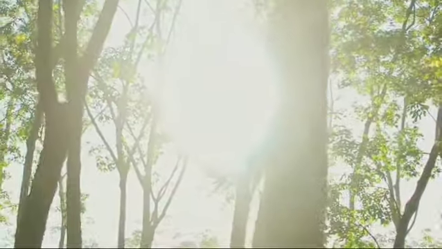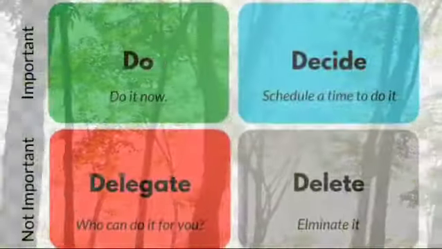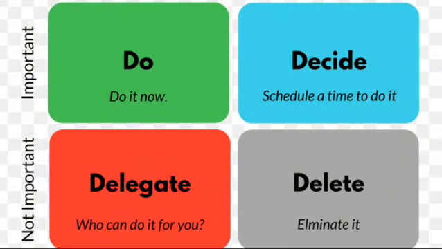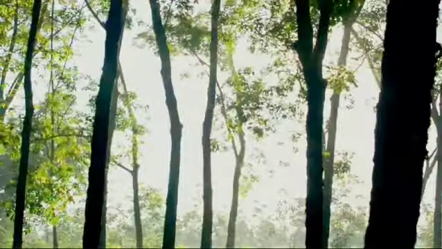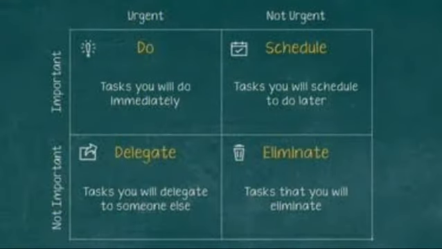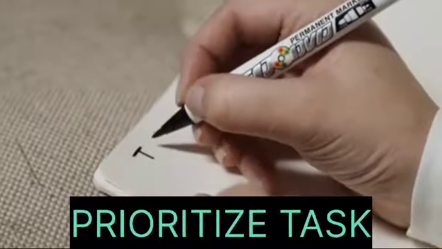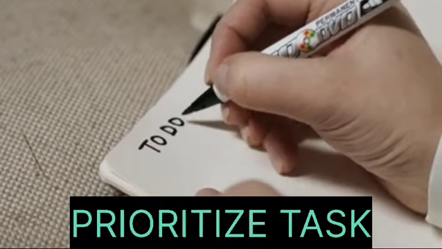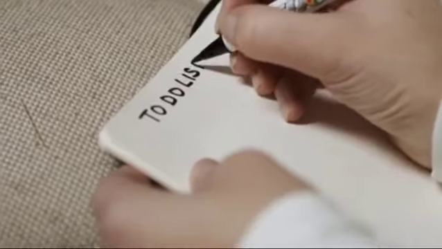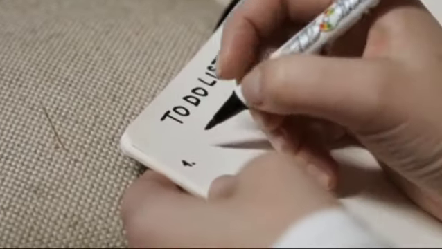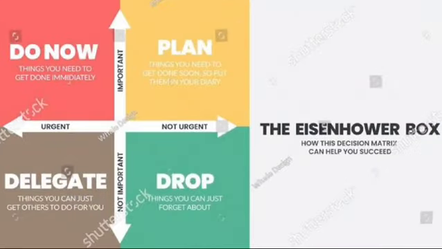Today we are diving into the Eisenhower Matrix, a powerful tool for prioritizing your tasks and boosting your productivity. Let's explore how you can use it to achieve success and personal growth. The Eisenhower Matrix, also known as the Urgent-Important Matrix, is a time management tool that helps you prioritize tasks by urgency and importance, enabling you to focus on what truly matters. Here is a detailed step-by-step guide for using the Eisenhower Matrix to achieve success and personal growth.